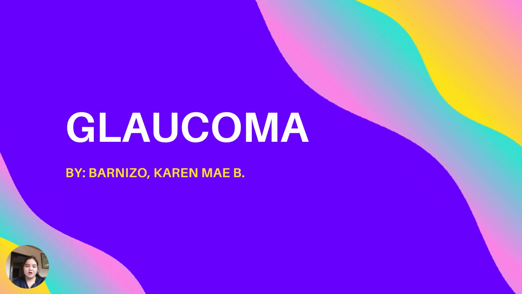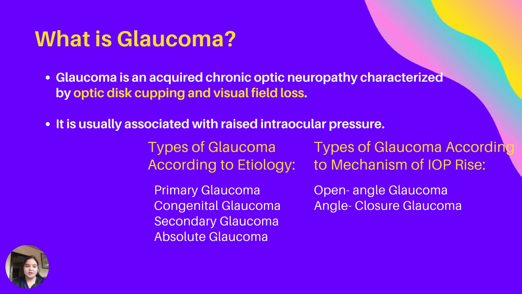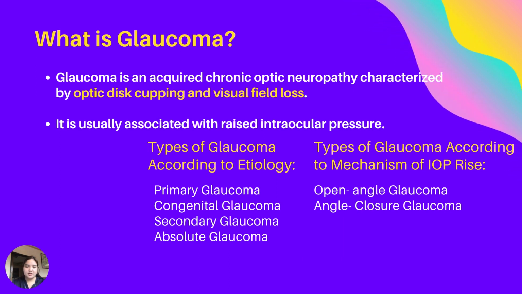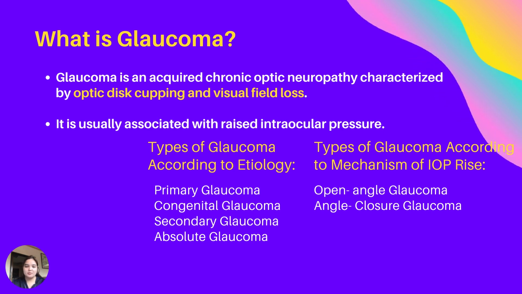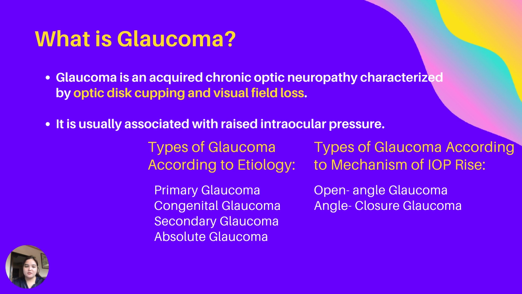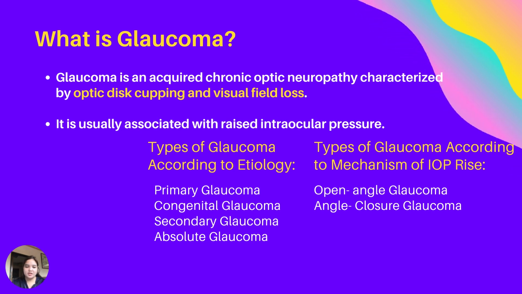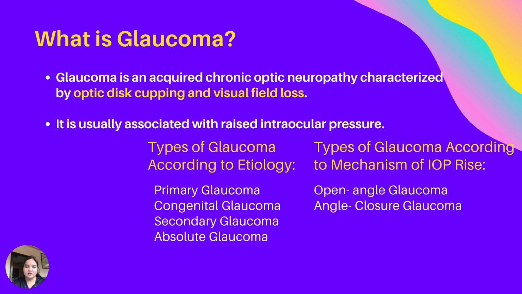So, what is glaucoma? It is an acquired chronic optic neuropathy characterized by optic disc cupping and visual field loss. It is usually associated with raised intraocular pressure. There are different types of glaucoma, and according to etiology, we have primary glaucoma, congenital glaucoma, secondary glaucoma, and absolute glaucoma. According to mechanism of intraocular pressure rise, we have open angle glaucoma and angle closure glaucoma.